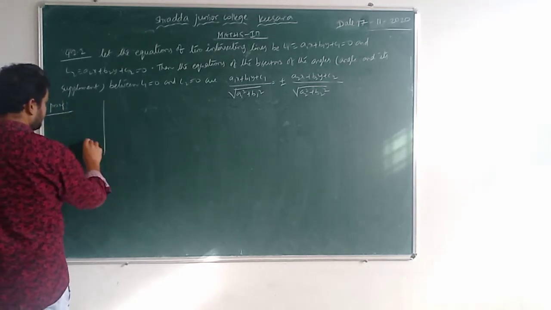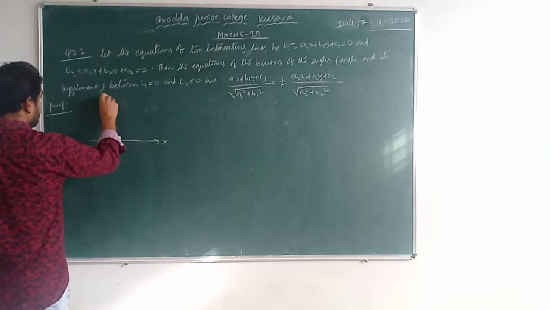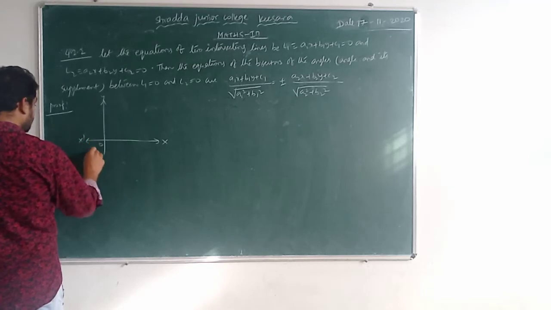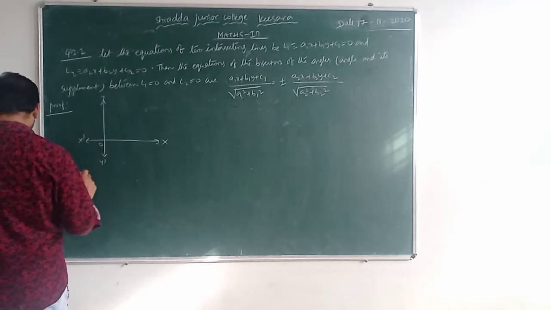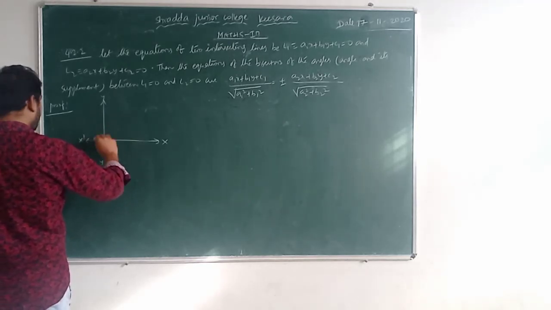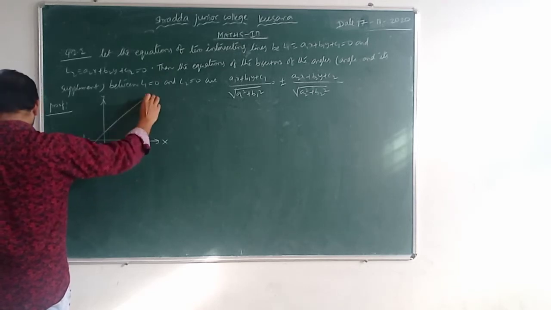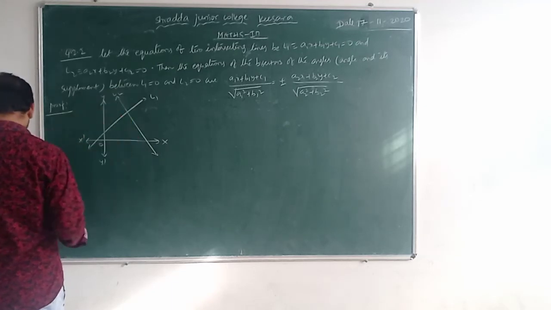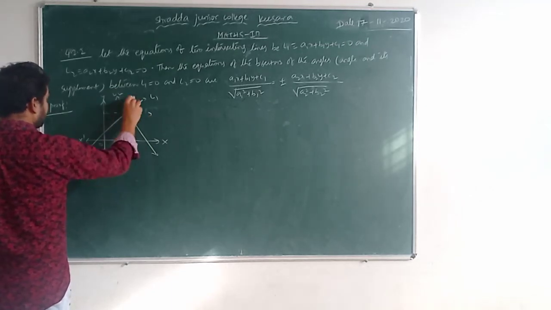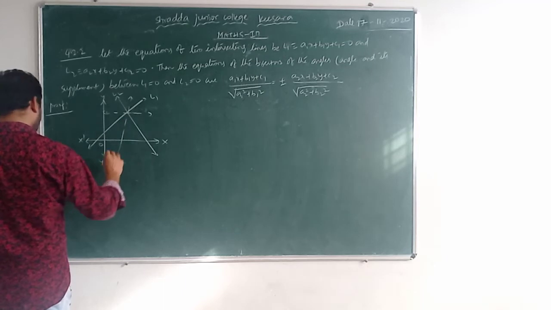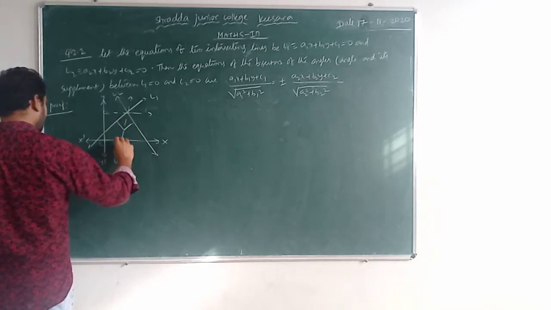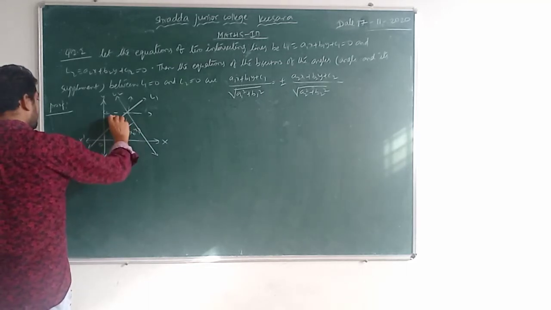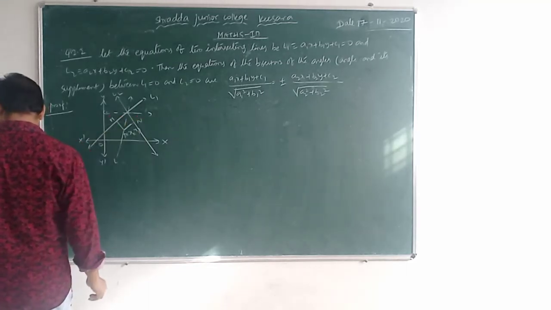See here, take the diagram. This is x-axis and this is y-axis, and this is x dash, y dash, and this is called the origin. Take the two lines denoted by L1 and L2. See here, take the perpendicular lines from the point x1, y1. This is PM and this is P.